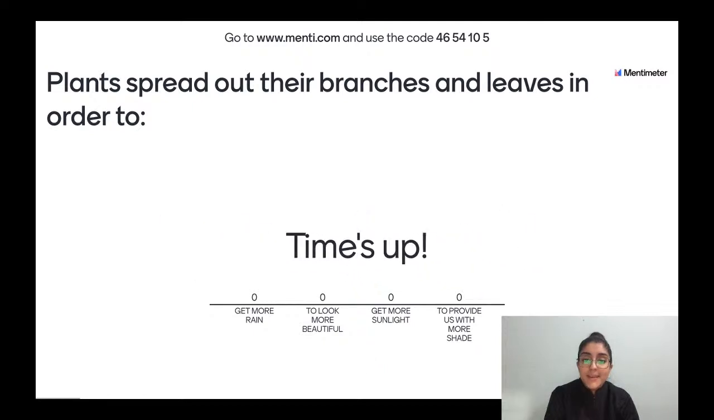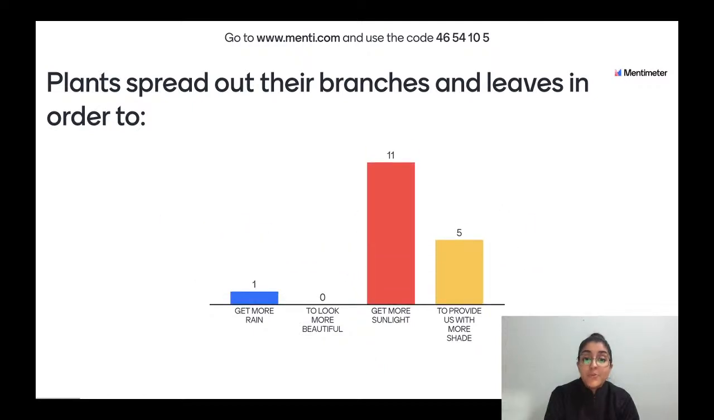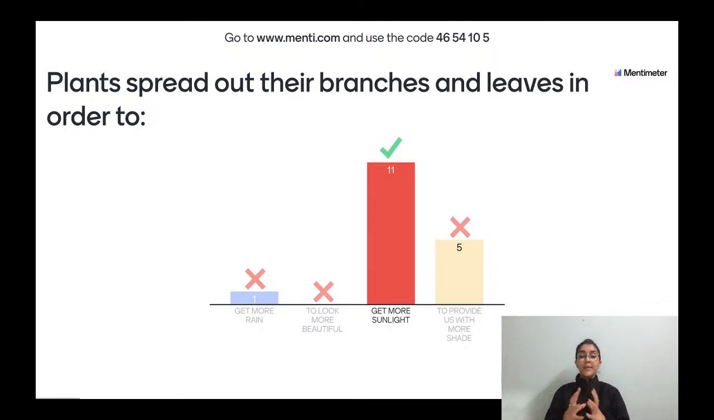Let's see. So most of you answered it correctly. That is really great. So the plants and leaves and branches basically increase or grow their branches in order to gain more sunlight, because the more sunlight they get, the more they would be able to produce food. So more sunlight means more photosynthesis means much more food. Yes, Saksham. See, now you read all the options. That's why you got the right answer.